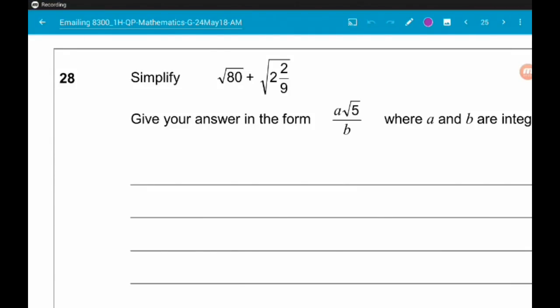28 wants us to simplify root 80 and root 2 and 2 ninths, giving our answer in the form a root 5 over b. I'm definitely going to put a link to my Surds playlist down below.